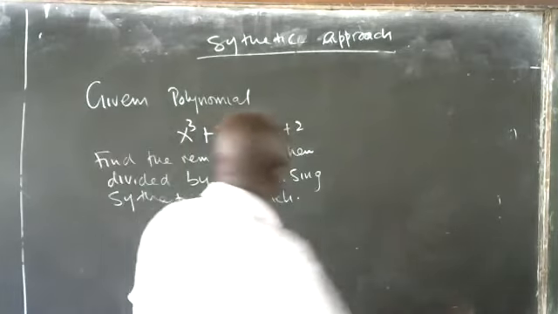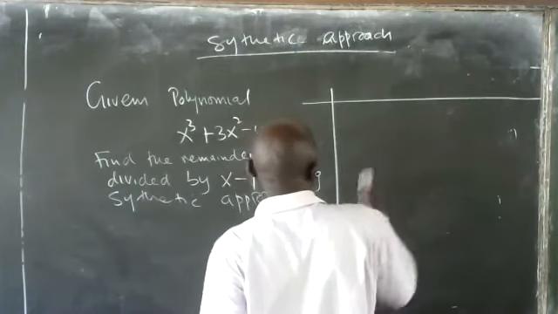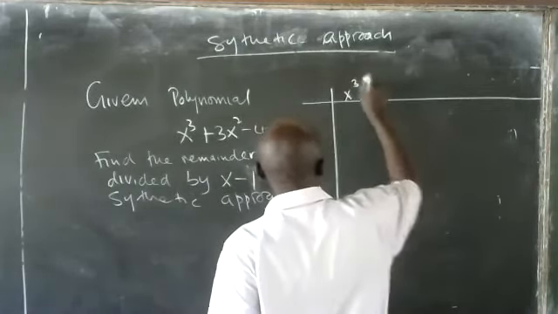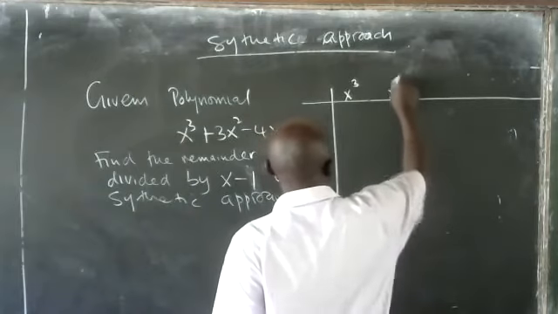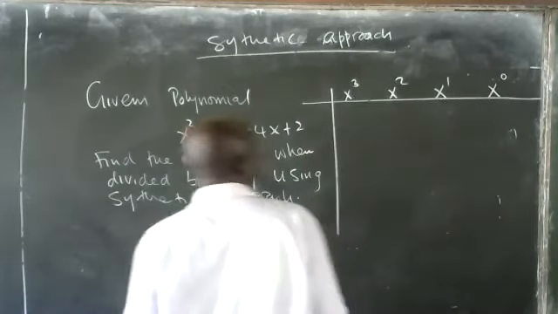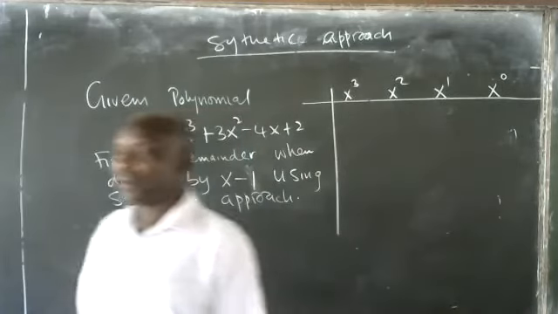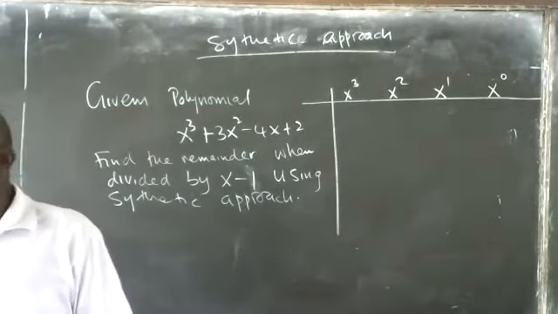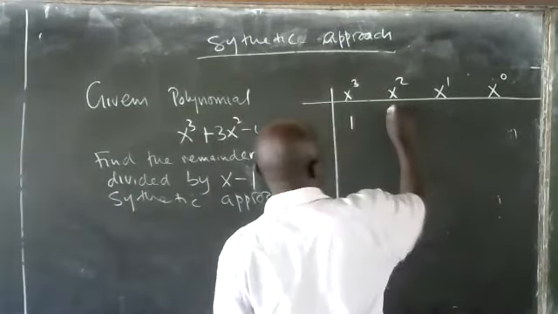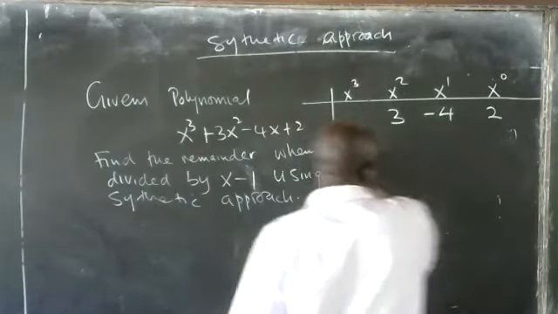So what we do is we draw a table and begin with the highest power of the polynomial given. We have x power 3, we have x squared, we have x, and we have x power 0. Then we write the coefficients of those terms below them. So here we have 1, here we have 3, you have negative 4, you have 2. Then draw a line.